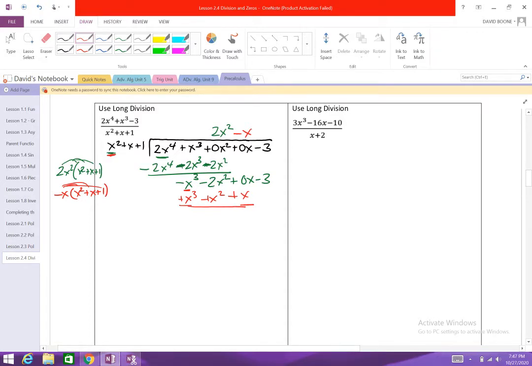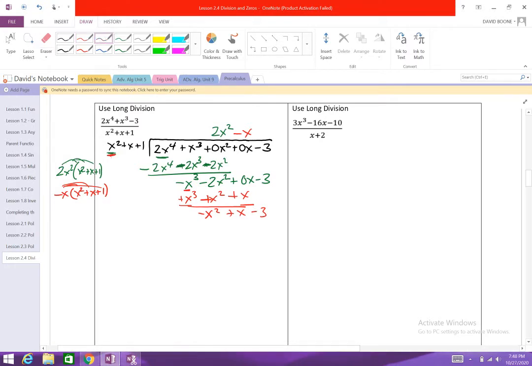This would be negative 2x squared and negative x would give me negative 3x squared. Or I'm sorry, that's a plus, my bad. It's a plus. So that would actually be negative 2x squared plus x would be negative x squared. Looks a little sloppy there. Adding that together, that's just plus x, and then bring down the last, which is minus 3.